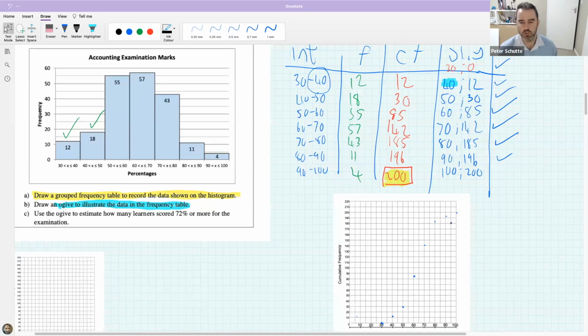And then once you've put your dots, I want you to connect up the dots in the correct way to complete your ogive.